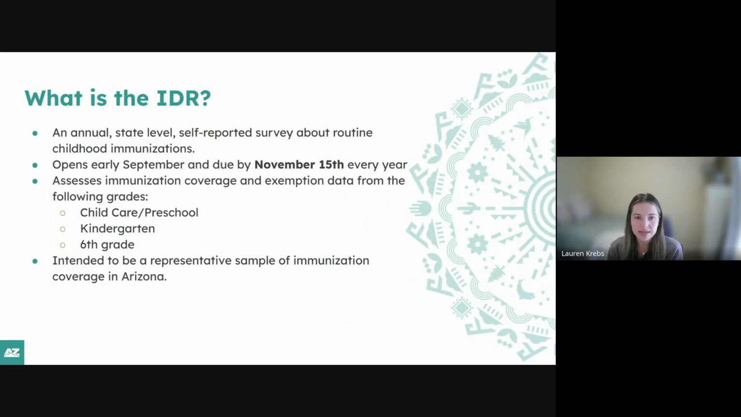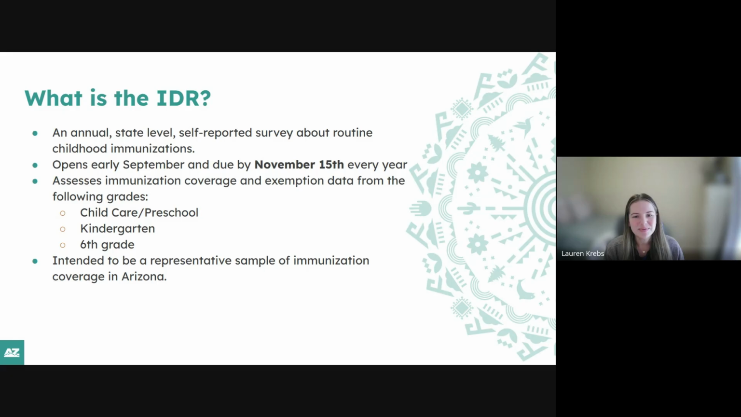So the IDR is the annual state level self-reported survey about our routine childhood immunizations. This opens early September and it is due by November 15th every year. So that is a hard deadline. Please make sure you are getting it in by November 15th. It assesses immunization coverage and exemption data for childcare, preschools, kindergarten, and sixth grade. If you work at a school that does not have those grades, then you don't need to worry about the IDR. But if you do have those grades at your school, then you are going to need to complete it.